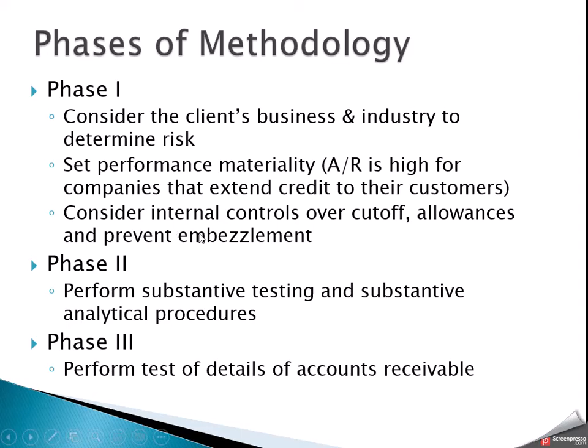The auditors also want to consider the internal controls. Do they have good controls over the cutoff of when sales are being recorded, their allowance for doubtful accounts? Do they have control procedures where you've got segregation of duties to help prevent embezzlement? You've got independent checks, things like that. Then phase 2, we perform the substantive testing and the substantive analytical procedures, again, over the accounts receivable and sales process. Then phase 3, we would perform the actual test of details of that accounts receivable balance.